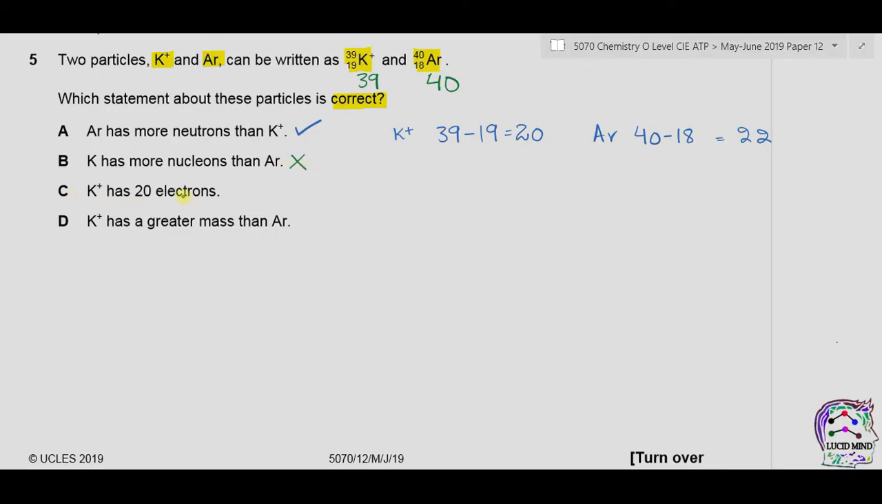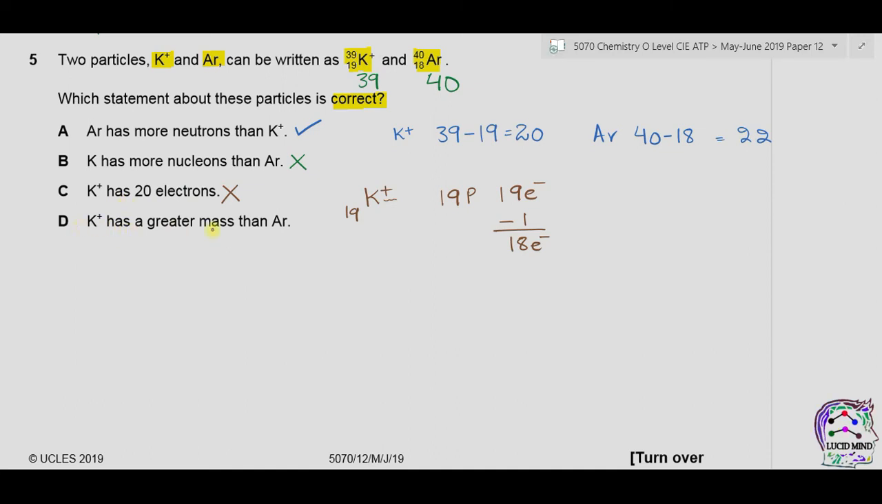So therefore statement B is incorrect. C. K positive has 20 electrons. Now the atomic number of K positive is given, which is 19. So it means that in neutral potassium there are 19 protons and 19 electrons. Now when it is positively charged, it means that 1 electron is lost. So now 18 electrons are left in K positive. So K positive has 18 instead of 20 electrons, so therefore C is wrong.